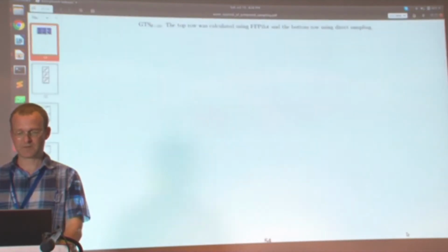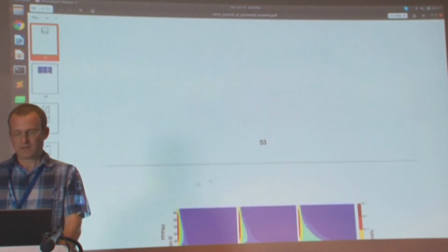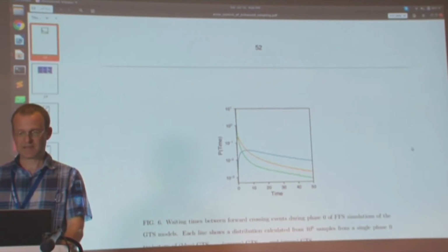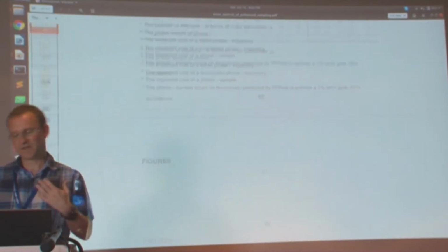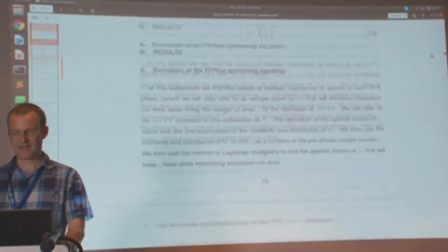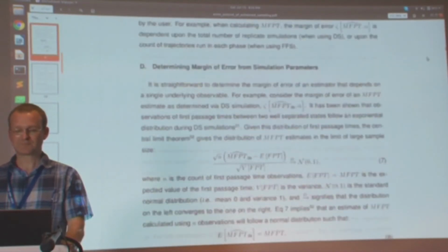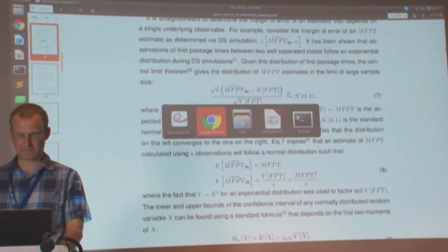So let me just show you real quick some of the details of this enhanced sampling work. I don't have this formatted, so it's going to be a little ad hoc, but let me see if I can find the figure I wanted to show.